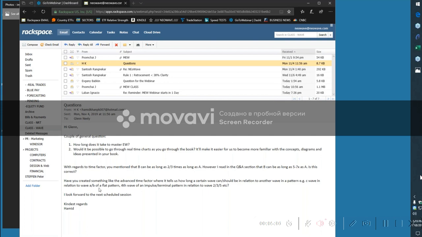Okay, let's see. I'm not sure what the advanced time factor is, but the rules would stay the same no matter what the situation. You generally want a B wave to take around 2 to 3 times as long as an A wave, as much as 5 times. If you start going past 5 times the time, then most likely your chart's too complicated and you need to move to a higher time frame.